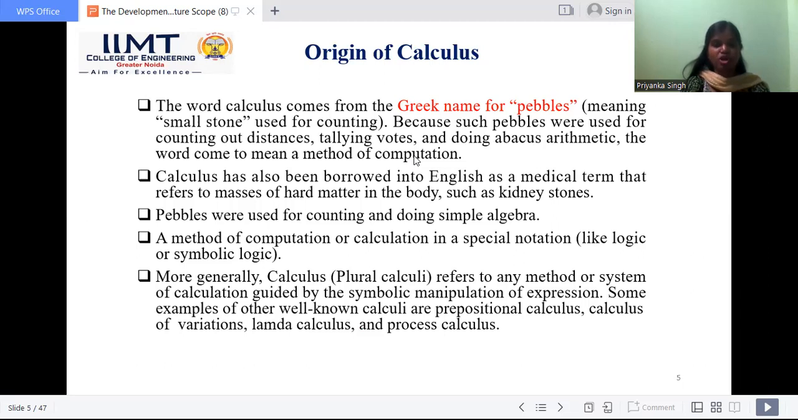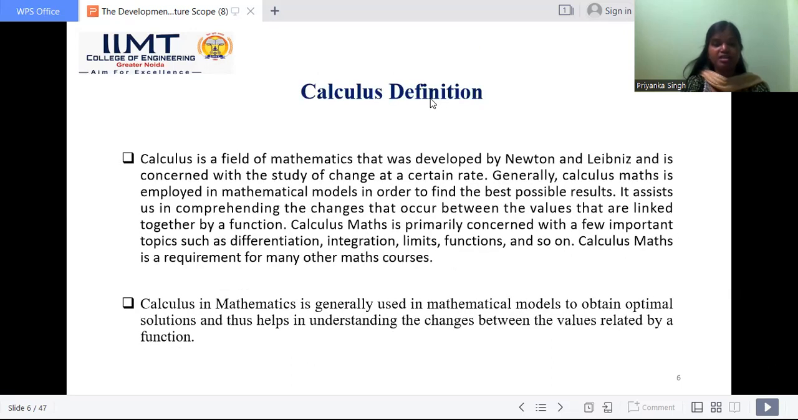Pebbles were used for counting and doing simple algebra, a method of computation or calculation in a spatial notation like logic or symbolic logic. More generally, calculus, plural calculi, refers to any method or system of calculation guided by the symbolic manipulation of expressions. Some examples of other well-known calculi are propositional calculus, calculus of variations, lambda calculus, and process calculus. Next, I discuss the definition of calculus.